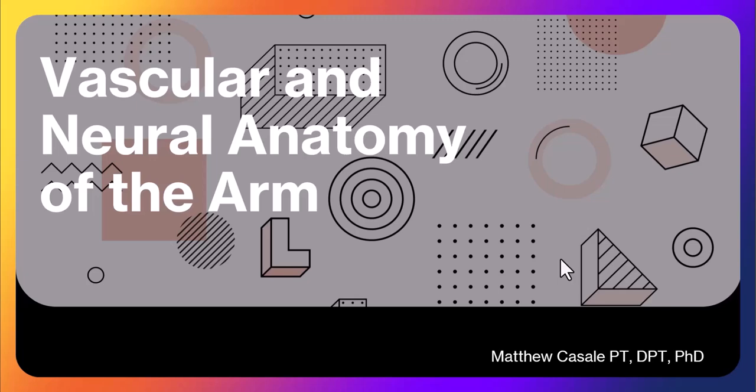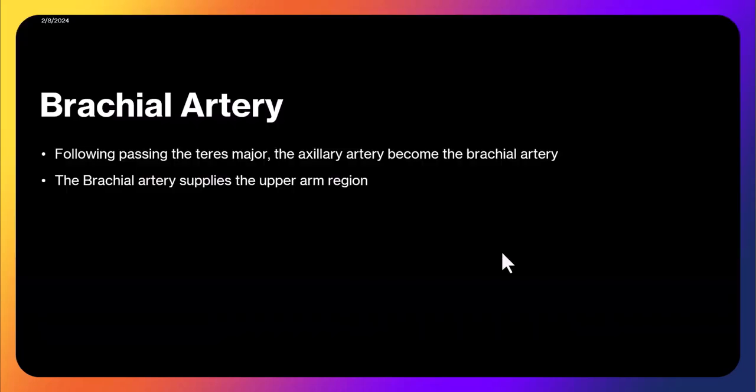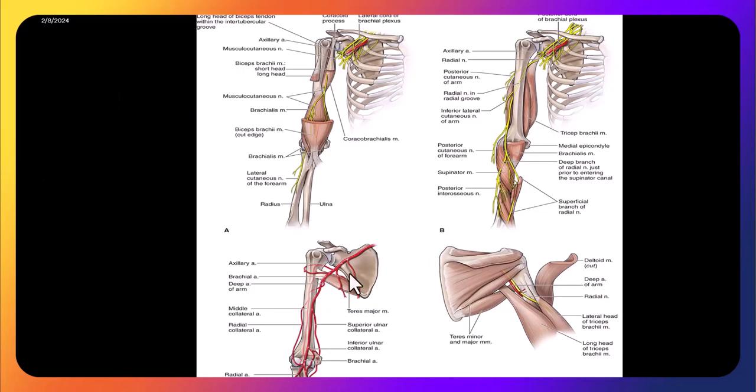And for this lecture of Module 6, we're going to focus on the vascular and neural anatomy of the upper arm. The main artery that we're worried about in this region is going to be the brachial artery. Following the teres major, the axillary artery is essentially the same artery, it just changes its name to the brachial artery. And this artery is going to supply the upper arm region.